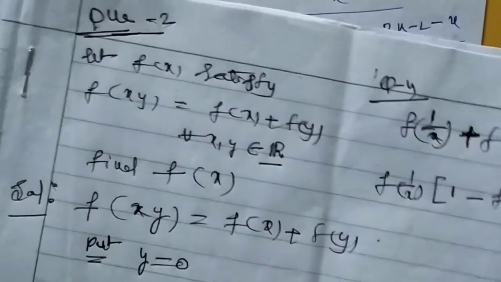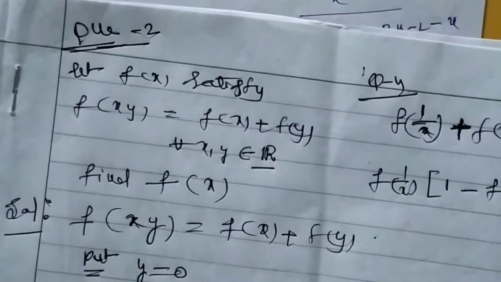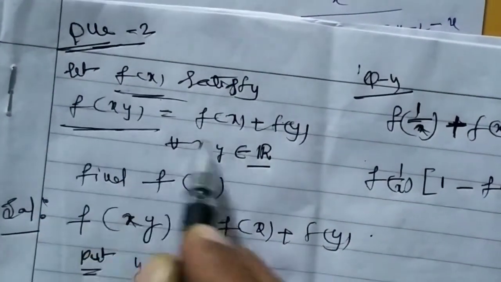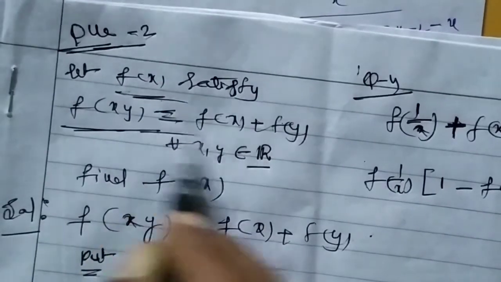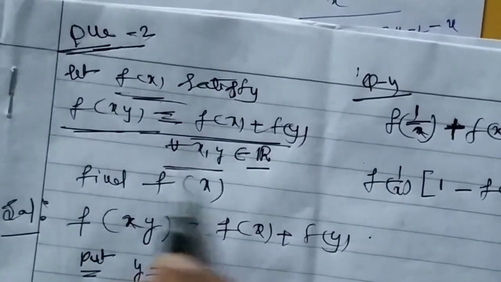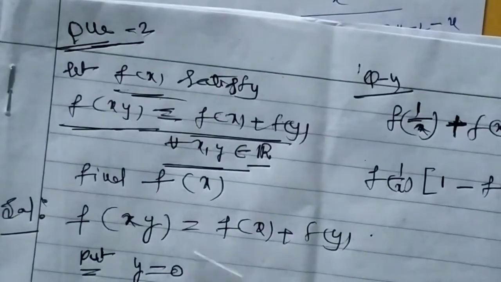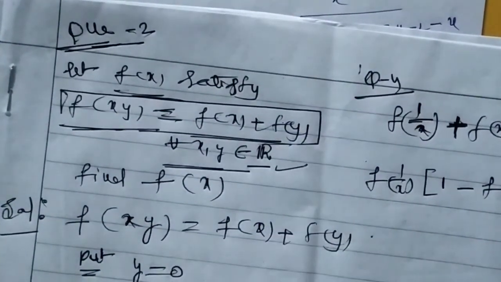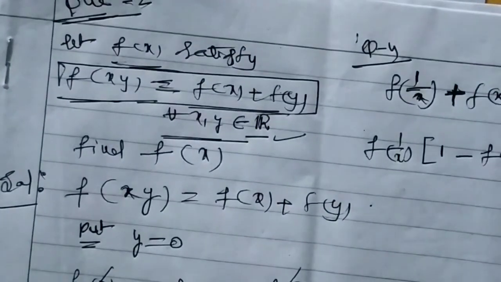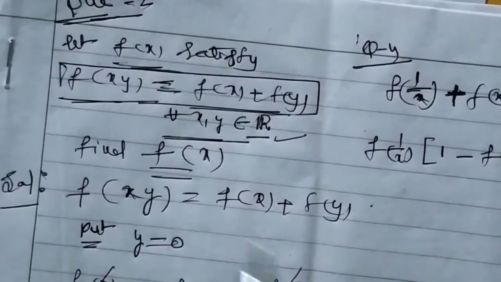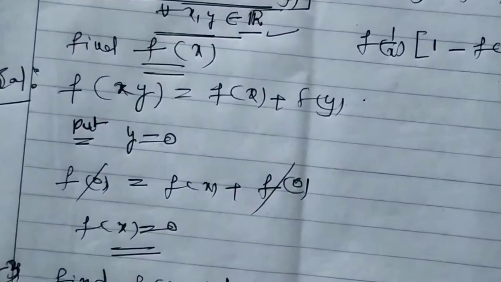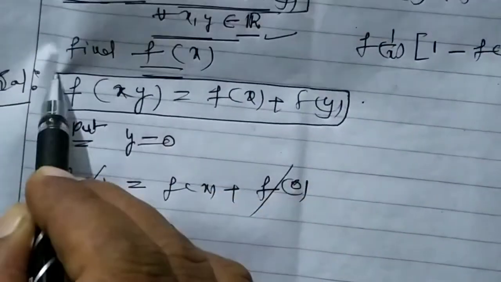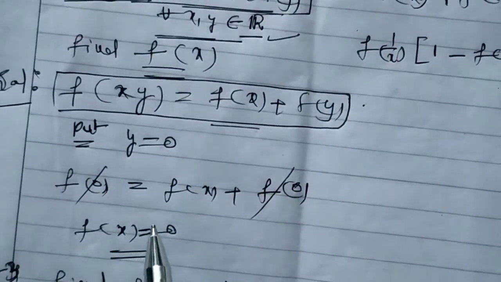See the next problem. f of x is satisfying the condition f of xy is equal to f of x plus f of y for all x, y belongs to R. So find f of x. For that, the given relation is f of xy is equal to f of x plus f of y.